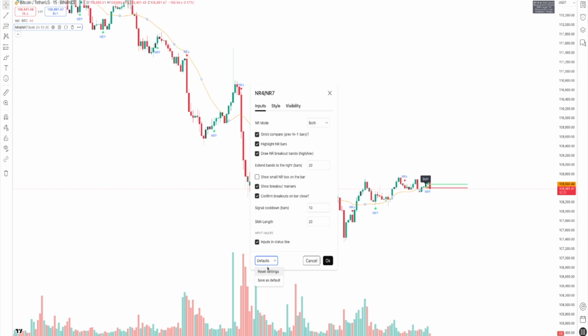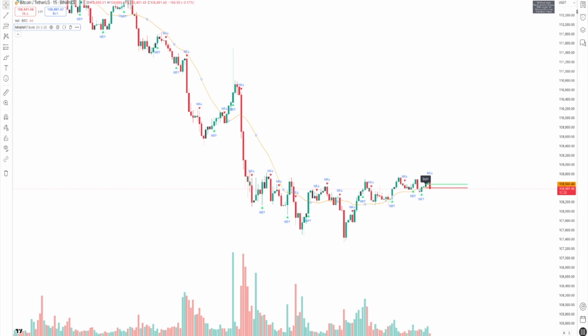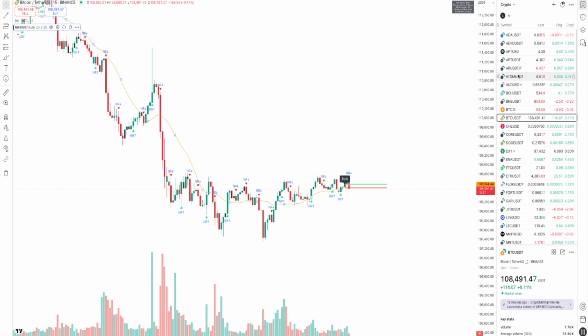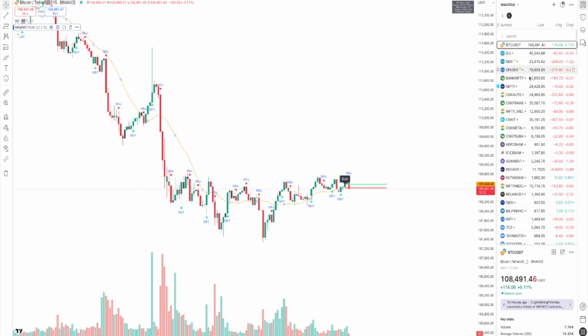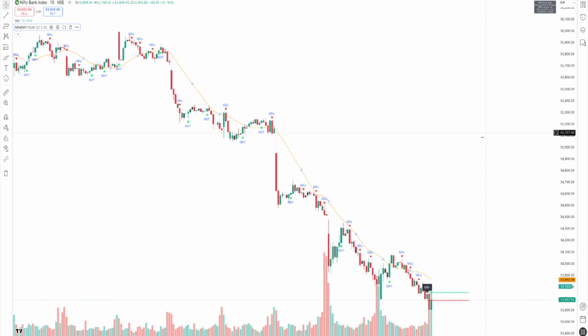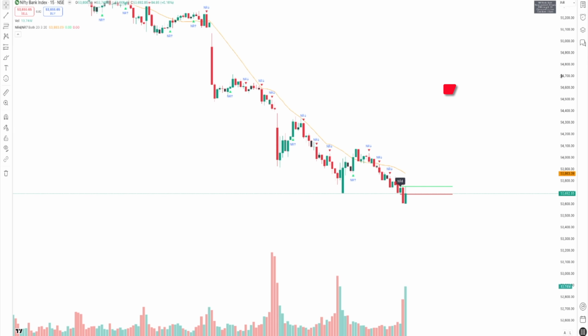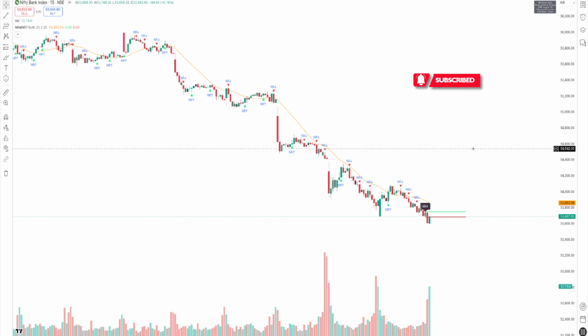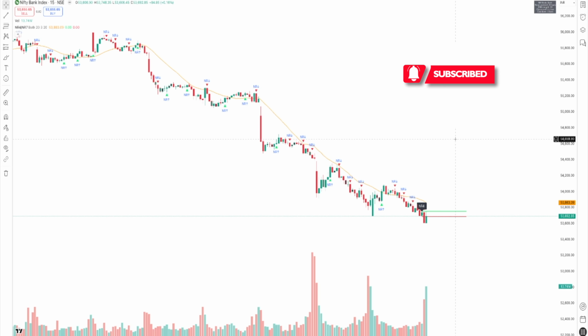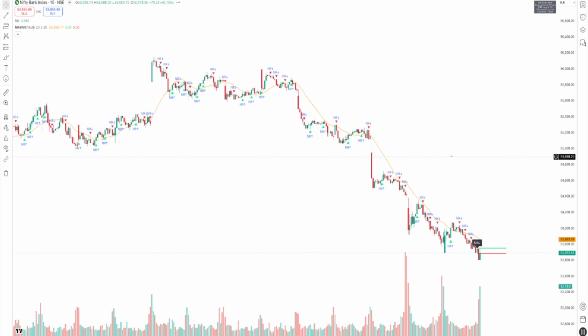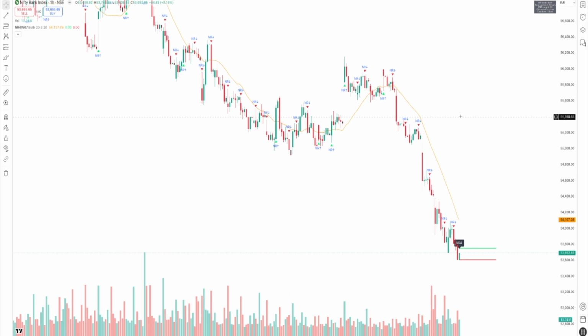Okay, so let me reset now and let's see the other chart as well. Let's take a look at Nifty and Bank Nifty. So this is the Bank Nifty chart. Here you can see all the signals, and this is the 15-minute chart, and the hourly chart as well.